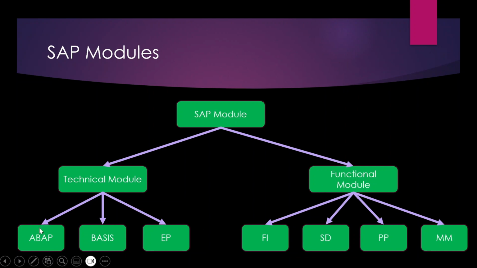They create different programs. We Basis guys basically manage the system, create new systems, patch the system, upgrade the system, install new systems, and these guys basically do the administration or manage the enterprise portal system. And functional people basically manage the business operations. For example, these FI guys manage finance stuff, SD guys sales and distribution stuff. So there are functional consultants, there are technical consultants. We would be the technical consultants, not business consultants.